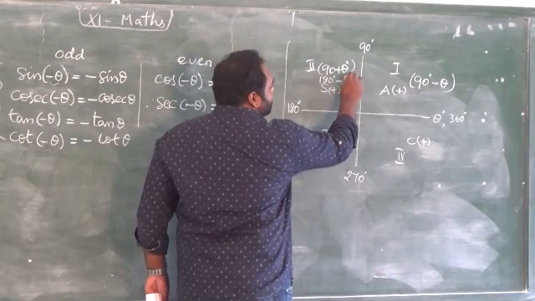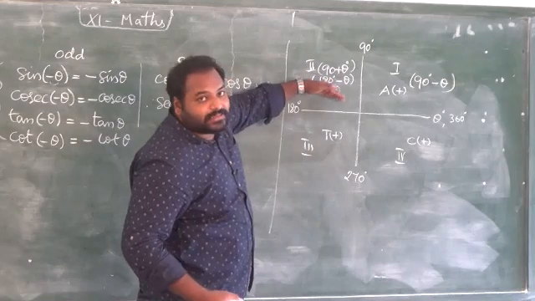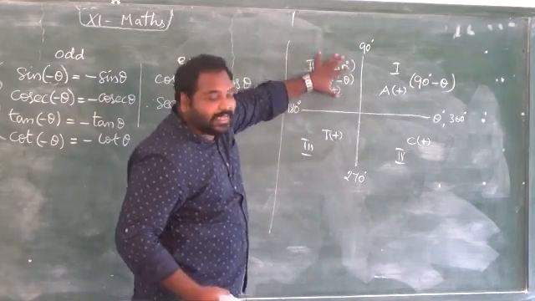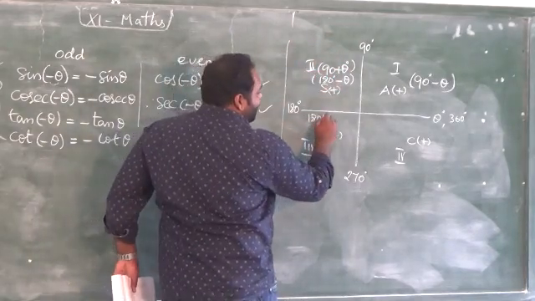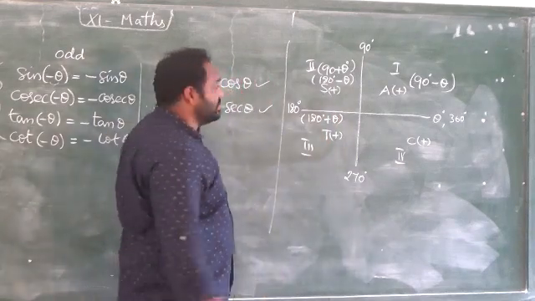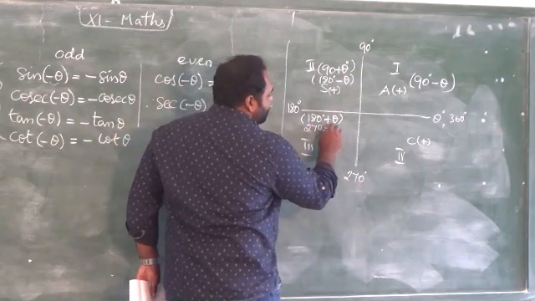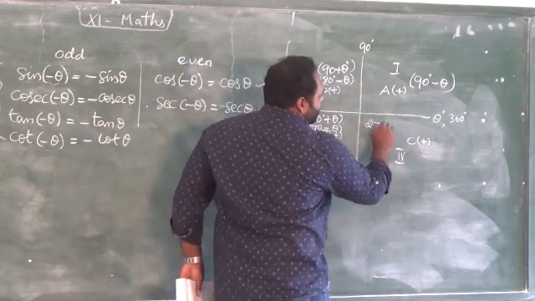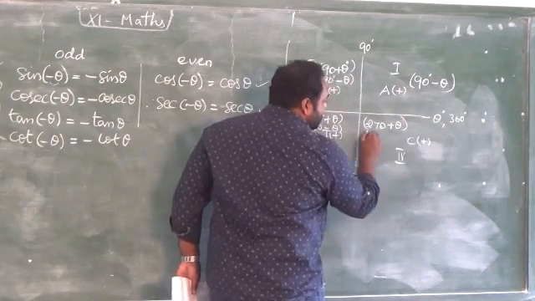The second quadrant also has 180 minus theta, something you subtract from 180. This will occur in the second quadrant. Here we have 180 plus theta. Also 270 minus theta. Then here 270 plus theta. Also 360 minus theta.